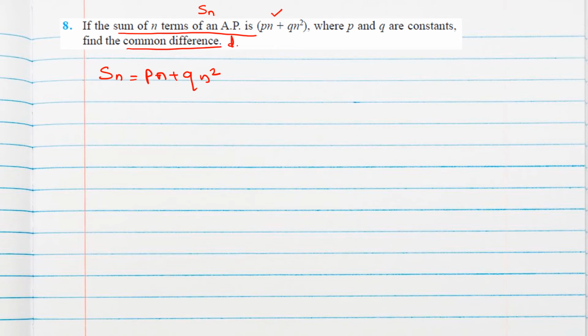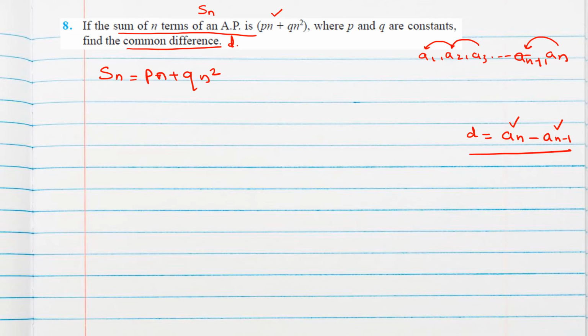D we should find. Suppose A1, A2, A3 up to AN is an AP. How can we find the common difference? If we subtract A2 minus A1, A3 minus A2, since it is an AP, all will have that common difference. That means D, if we suppose one previous term AN minus 1, we can find by using this formula, AN minus AN minus 1. That means to find D, first we should know the nth term and the n minus 1th term. And Sn is given only.